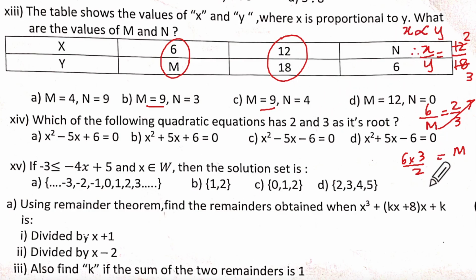Now let us look at n. N upon 6 is equal to again 2 upon 3. 6 goes this side, so 3, 2. So n is equal to 4. Where is it? Here.